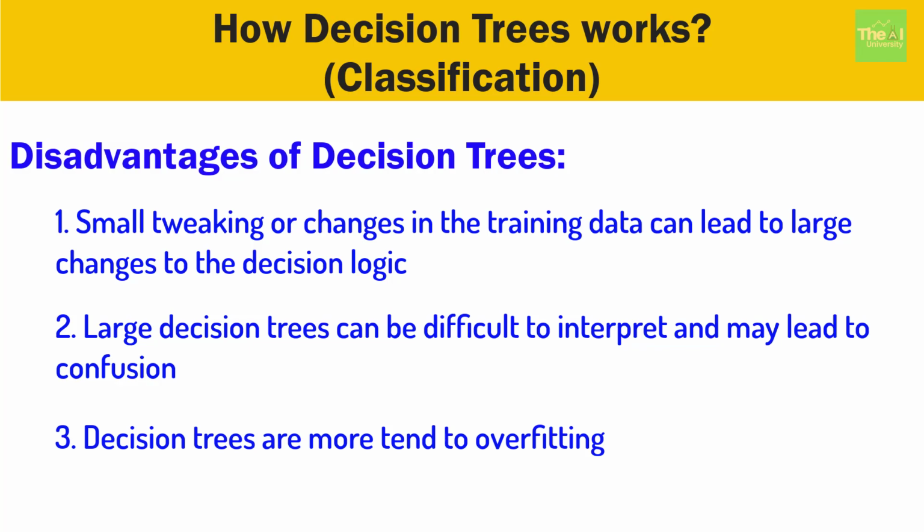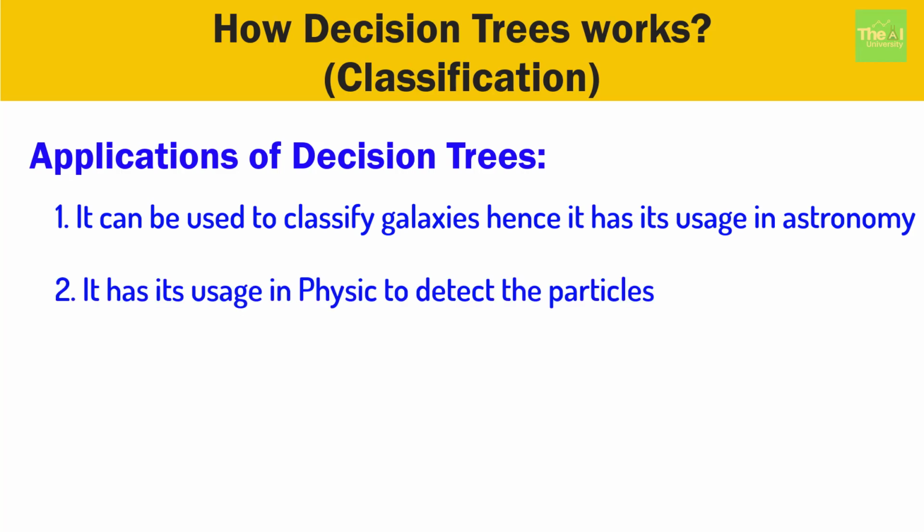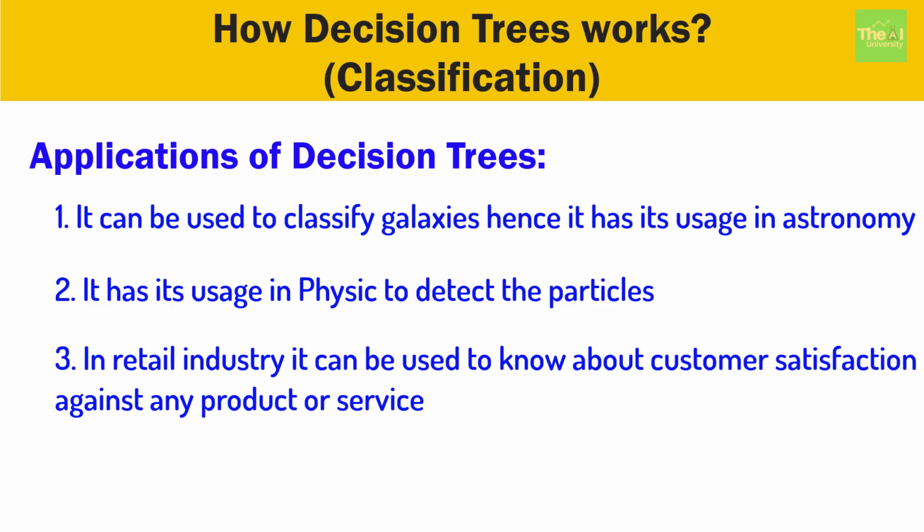As far as applications of decision trees are concerned, here are some of them. Number one, it can be used to classify galaxies, hence it has its usage in astronomy. Number two, it has its usage in physics to detect particles. Number three, in the retail industry, it can be used to gauge customer satisfaction with any product or service.